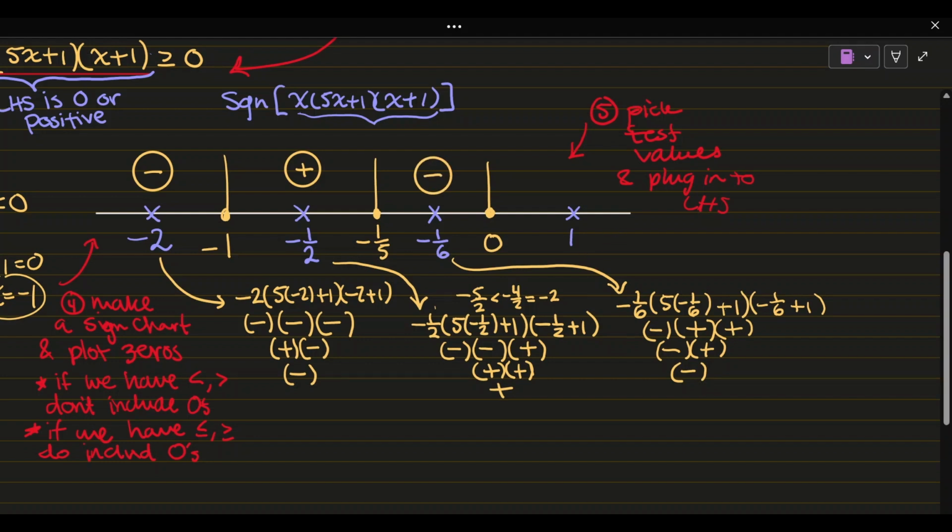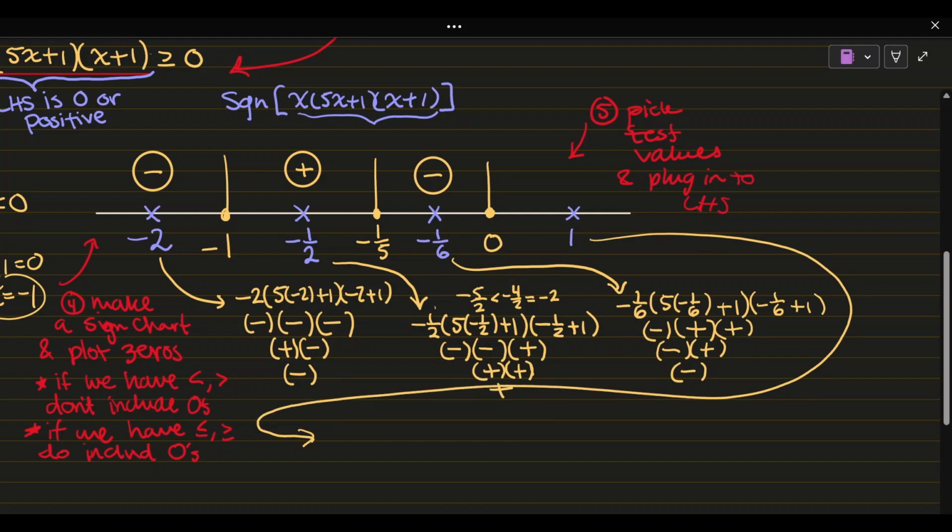Now, plugging in 1, I have 1 times 5 times 1 plus 1 times 1 plus 1. So clearly 1 is positive, 5 times 1 plus 1 is going to be positive, and 1 plus 1 is also going to be positive. So this whole thing will be positive.